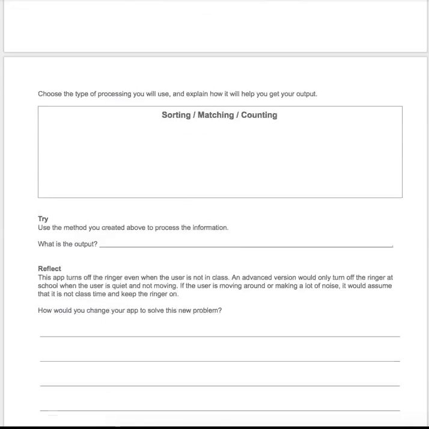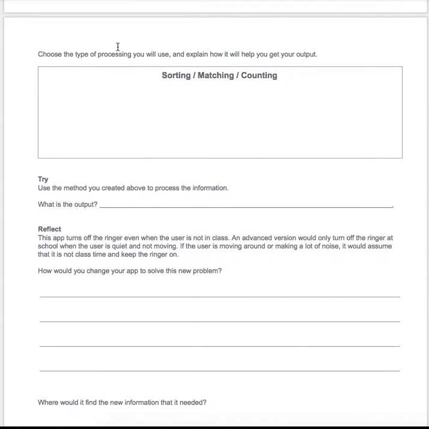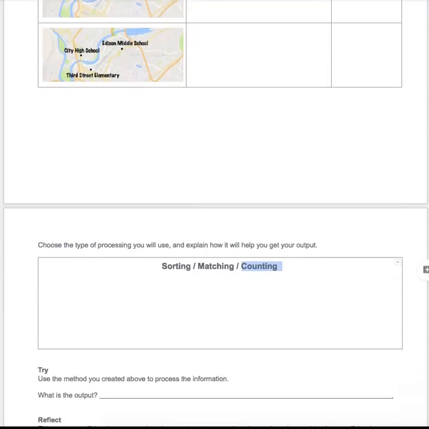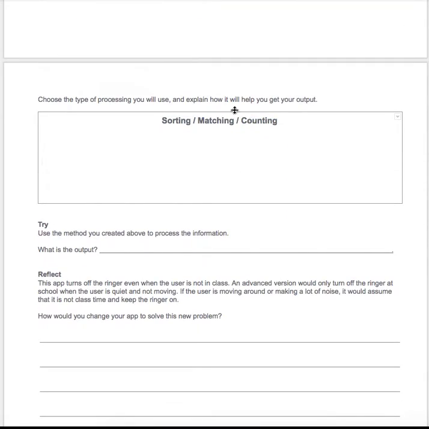So as you move on, it'll ask you about the different type of processing that you're going to need to use. Does it sort information? Does it match information? Or does it count information? So think back to what information you need to make this app work, and what is it doing with this information? Is it sorting, is it matching, or is it counting? And then explain what it's doing and how it's going to get your desired output.